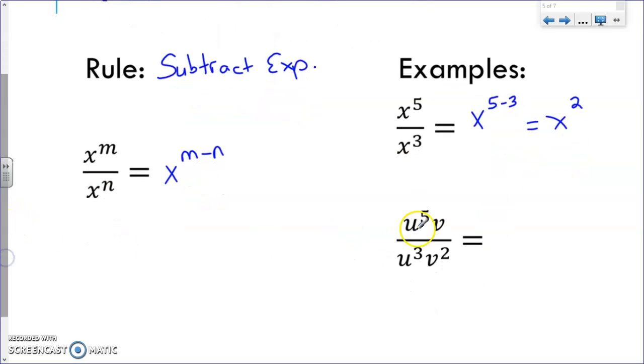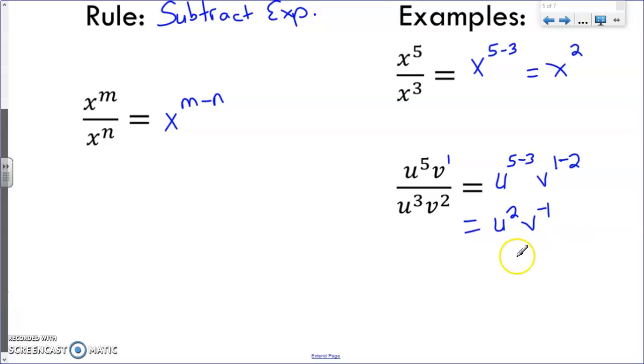Here where we have u and v, you look at the u's together and then the v's. So you would have u to the 5 minus 3, v to the 1, remember there's an understood 1 there, minus 2. So that would give me u squared v to the negative 1. I cannot have negative exponents in my final answer. It's in the numerator right now, so it would go to the denominator for a simplified answer.